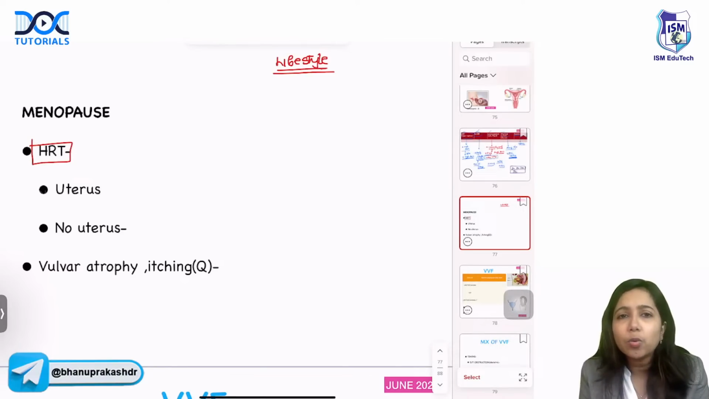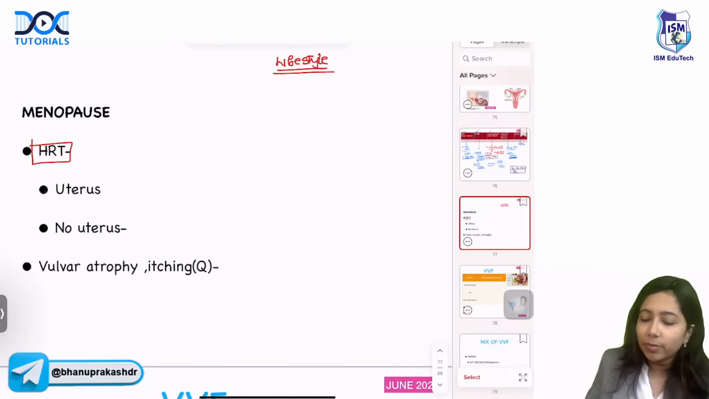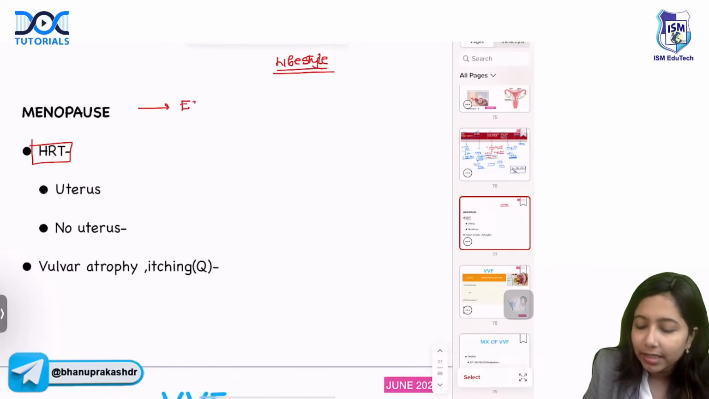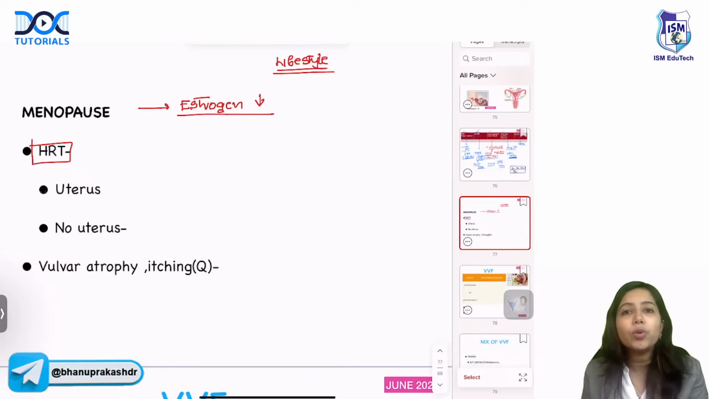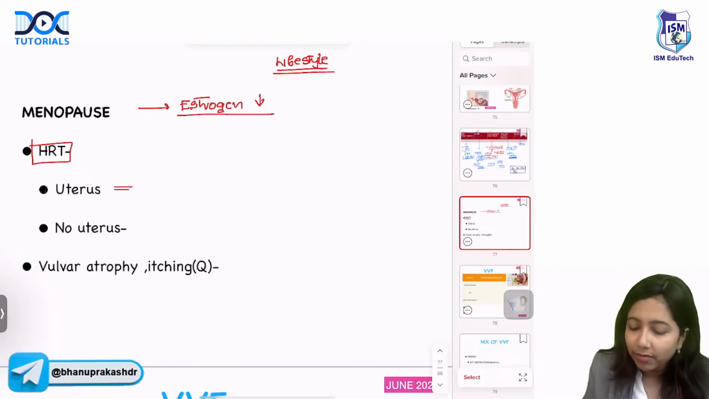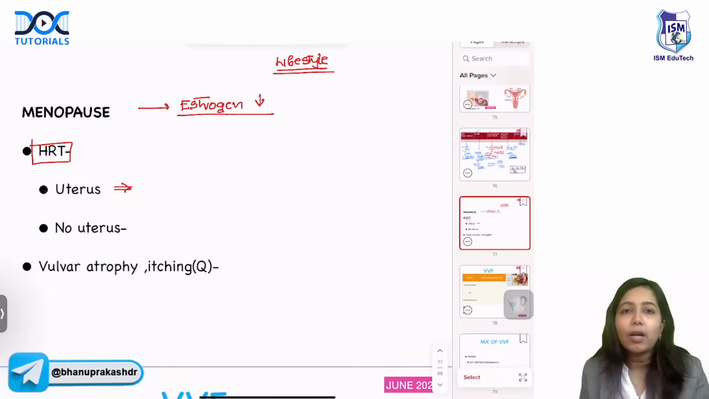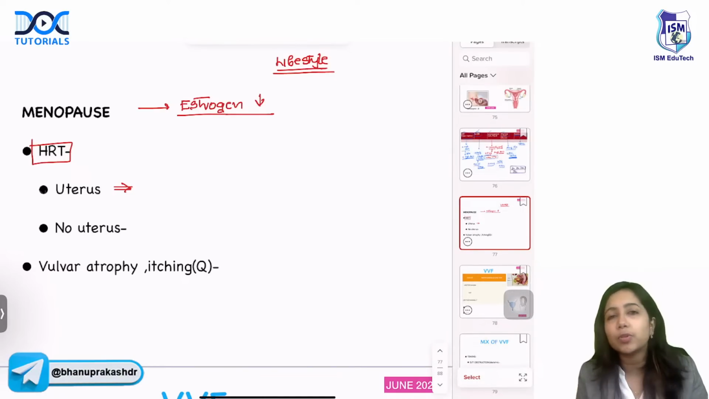So, for a patient who has undergone menopause, what is the hormone that is deficient? It is basically estrogen. They have low levels of estrogen. So, I am going to replace this estrogen for the patient. This can be given as either estrogen alone or estrogen plus progesterone. So, a common question is for whom will you give estrogen alone? For whom will you give estrogen plus progesterone?